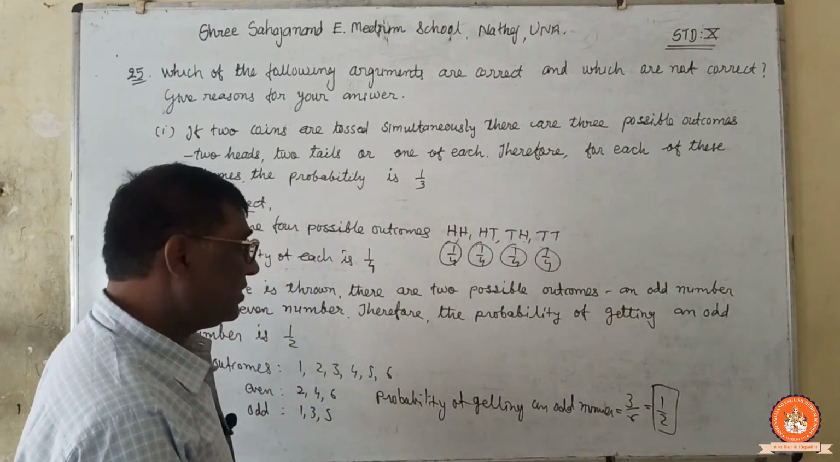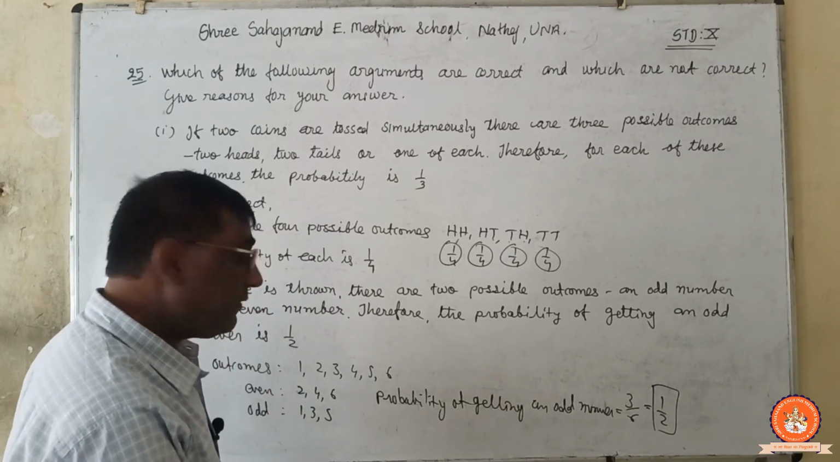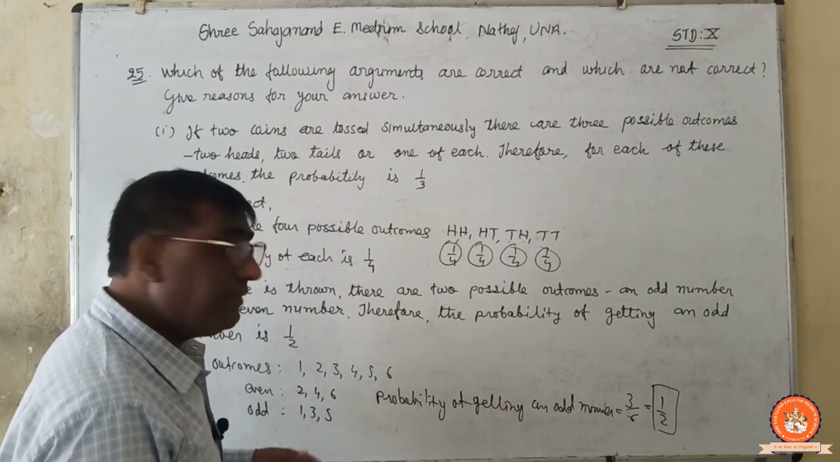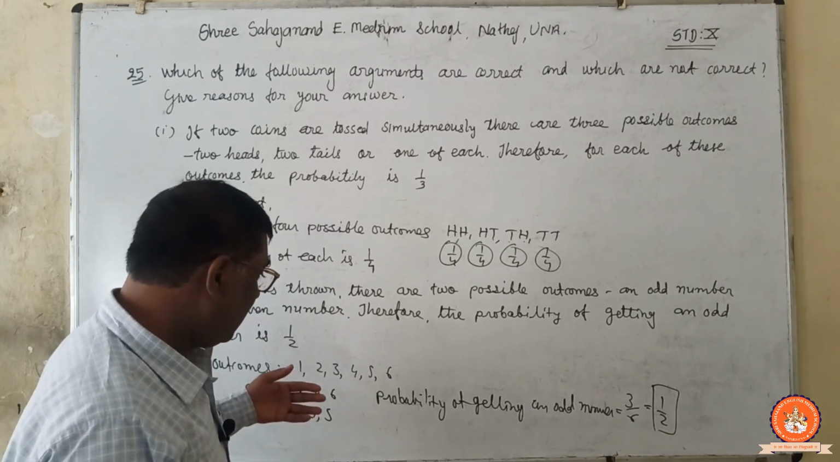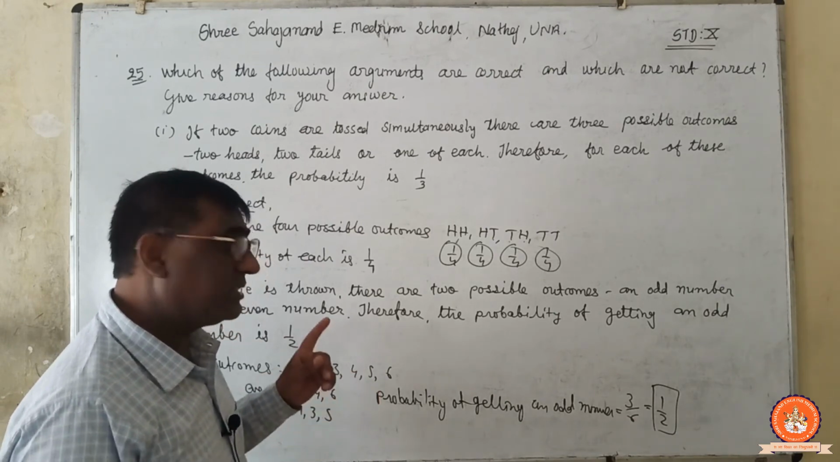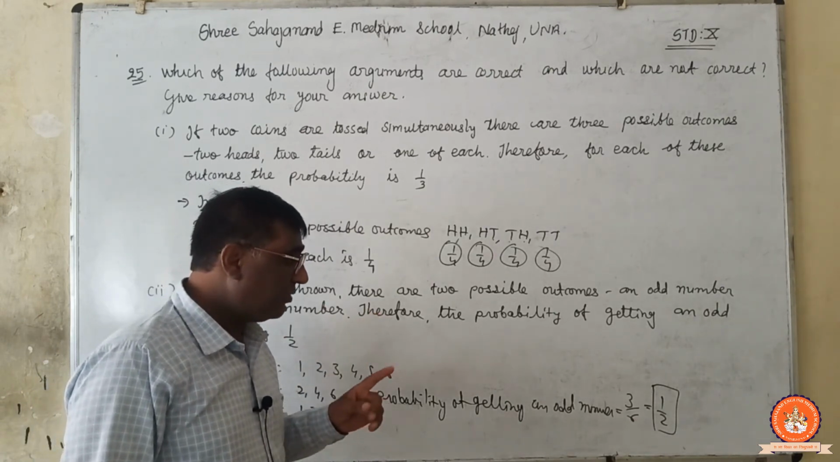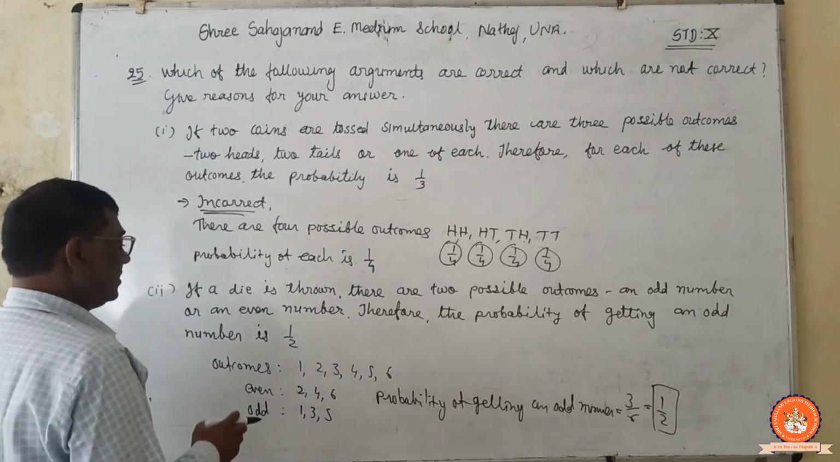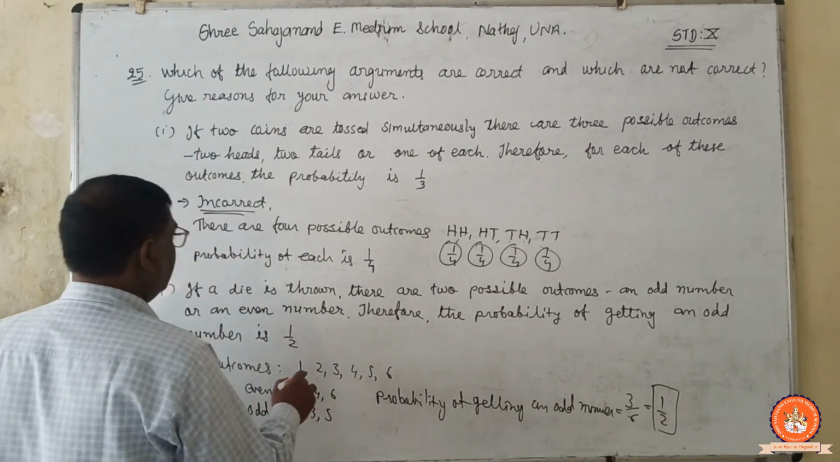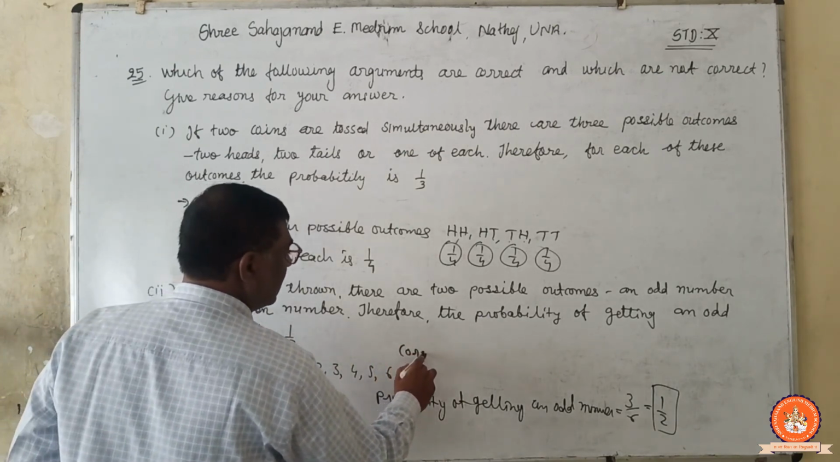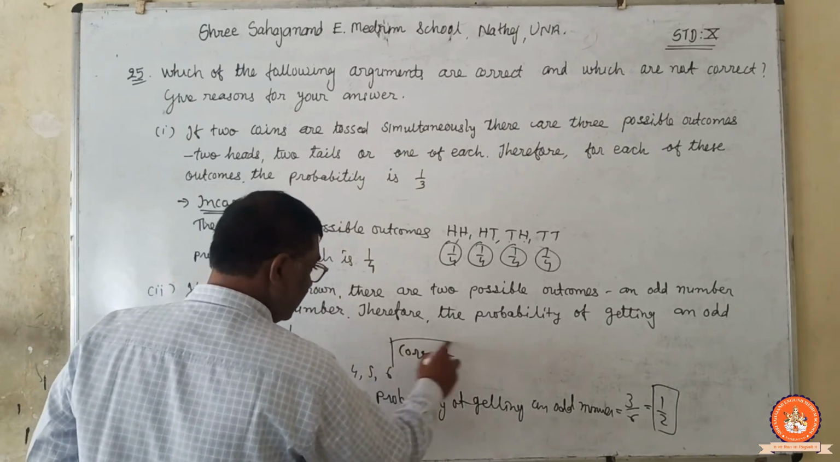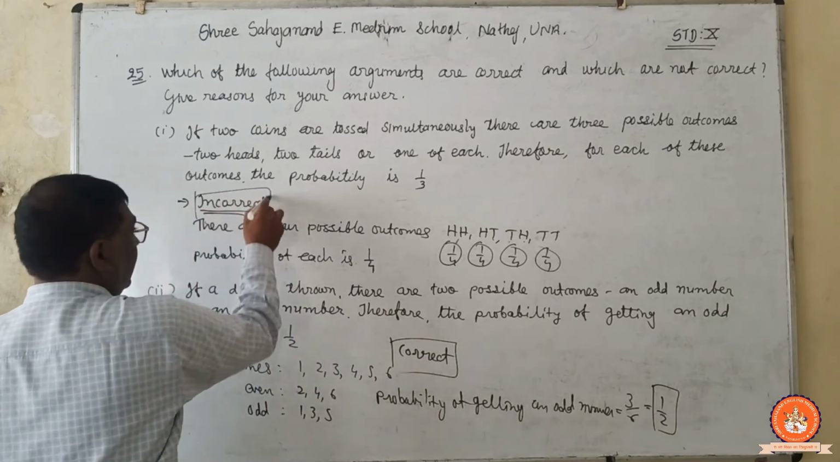Okay, so there are 2 possible outcomes if we define it to be even or odd. So 3 even numbers, 3 odd numbers, and probability of getting an odd number is 3/6, means 1/2. So this is correct. This sentence is correct. This one was incorrect.